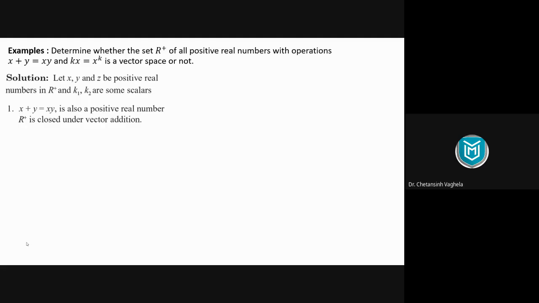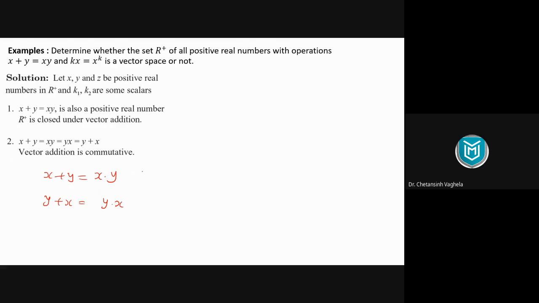Well, there are 10 conditions, tough to remember, but no problem. Second condition is the commutative law. Commutative law means u plus v equals v plus u. So in our case, it is x plus y. X plus y is what? X into y. Then y plus x. Y plus x is what? Y into x. Now, do you think x into y and y into x will both produce the same value?